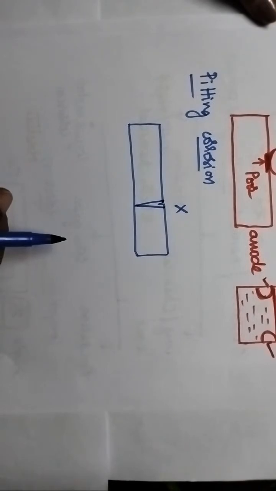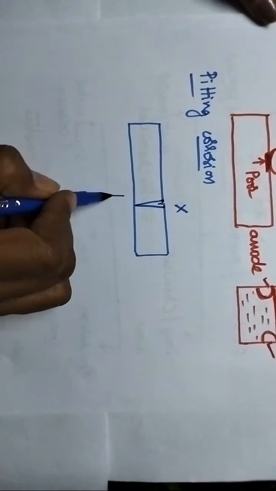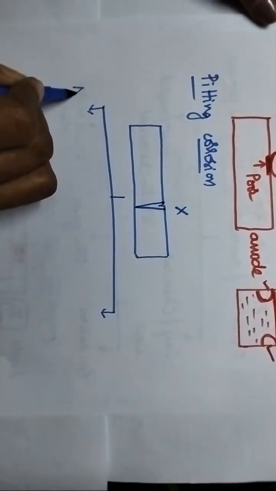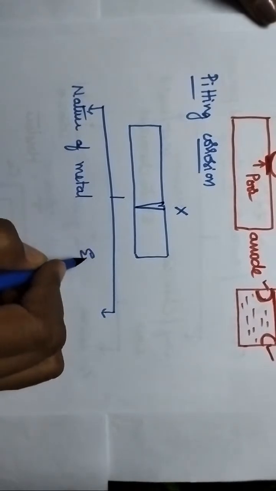So let me discuss the factors influencing the rate of corrosion. There are two major factors which influence the rate of corrosion. One is the nature of the metal and the second one is environmental factors.